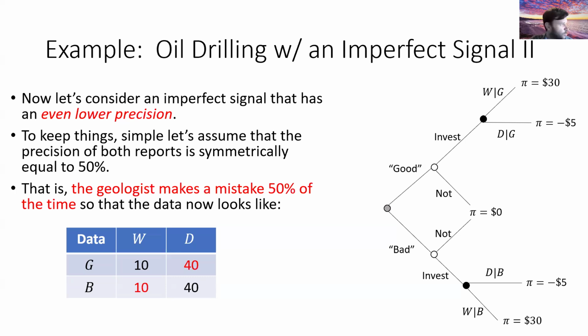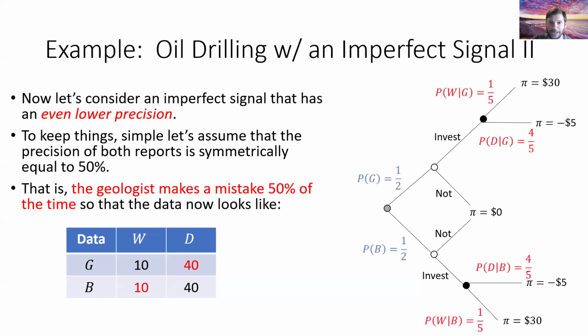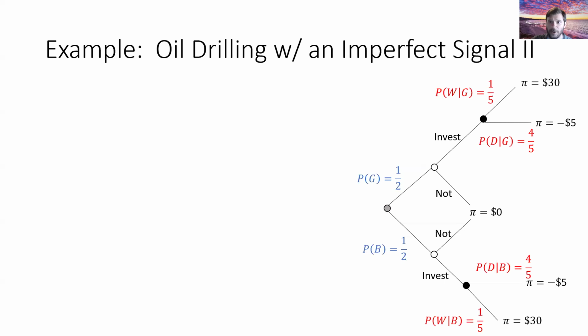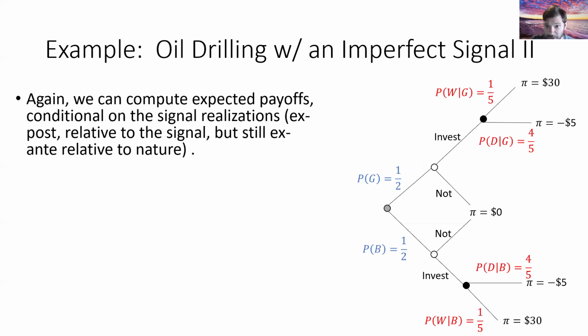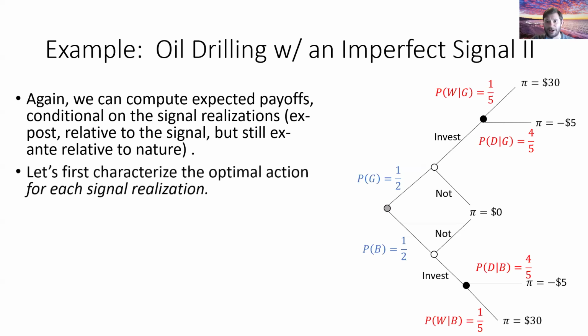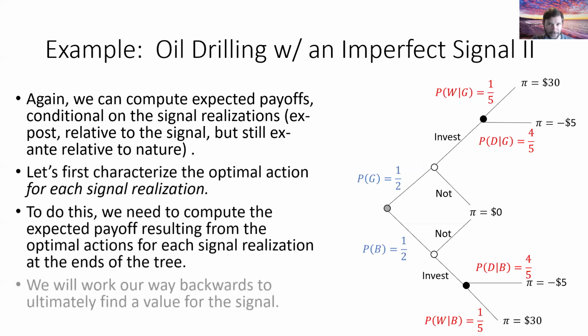Taking the same approach and utilizing that data table in the bottom left corner of the screen and our relative frequency approach for measuring probabilities, we should be able to fairly quickly compute the associated conditional probabilities in red, as well as the blue unconditional probabilities for the realization of either signal outcome. From here, we're going to take exactly the same backwards approach we had before by computing the expected payoffs conditional on each signal realization and using that to characterize the optimal action given each signal realization.